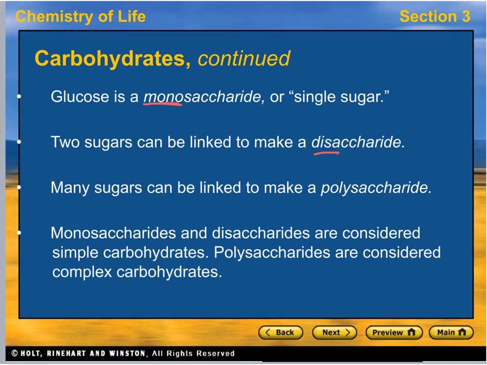Then, if we're going to start linking multiple sugars together, then we're going to use the prefix poly, because poly means many. So our monosaccharides and disaccharides are considered simple carbs, but then if we start linking more and more together, we end up with polysaccharides. These are considered complex carbs.